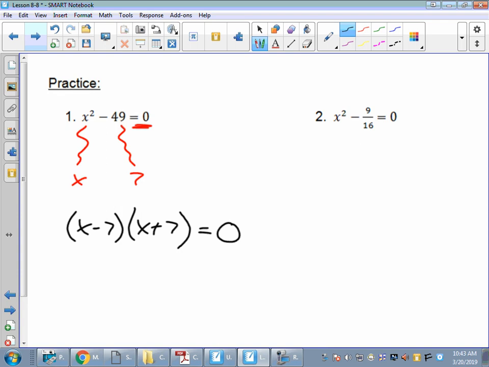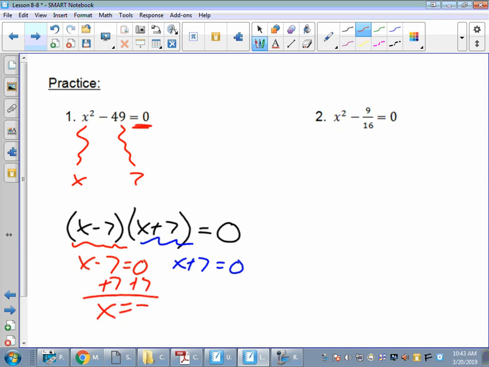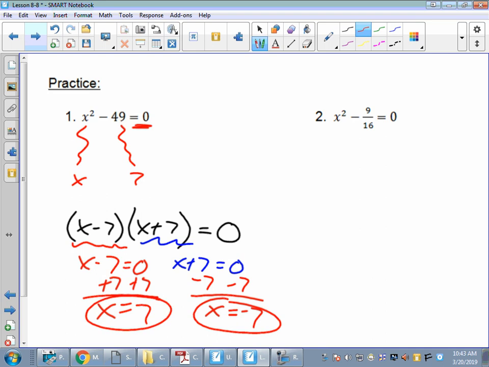Then we're going to take each factor, each parenthesis, and set it equal to 0, and then I'm going to solve. If I add 7 to both sides, I'm going to get x equals 7. Over here, I have to subtract 7 from each side, so x would equal negative 7. And then the final thing is I got to put it in set notation. So to do that, I make my little brackets. And you can get kind of lazy with this one because it's positive negative 7 and just write positive negative 7. That works.